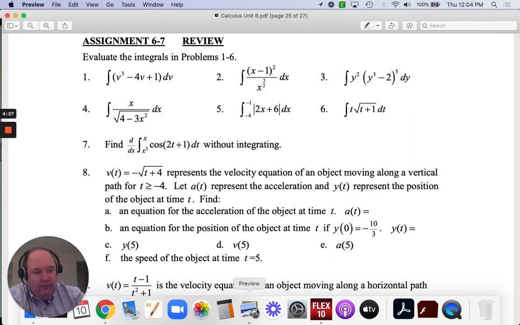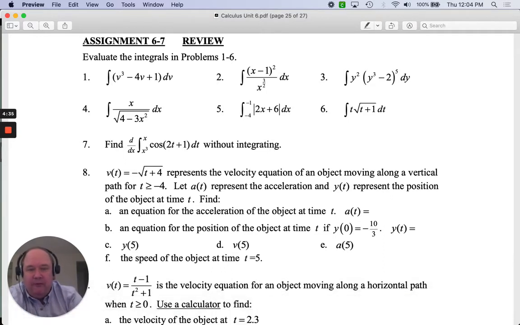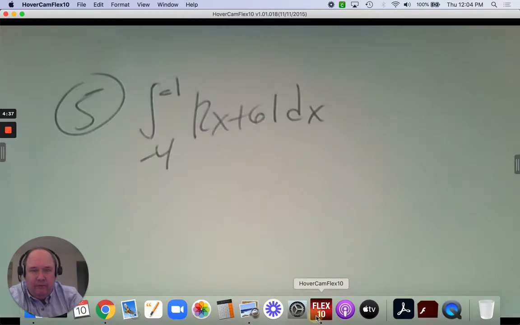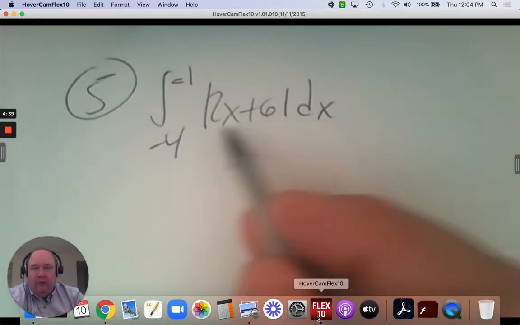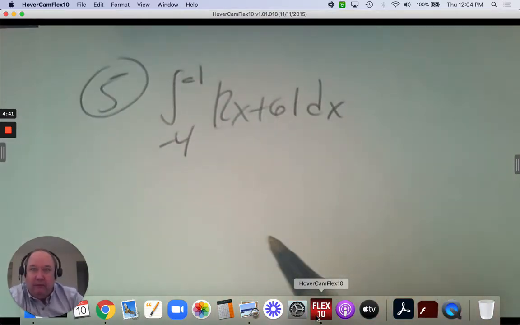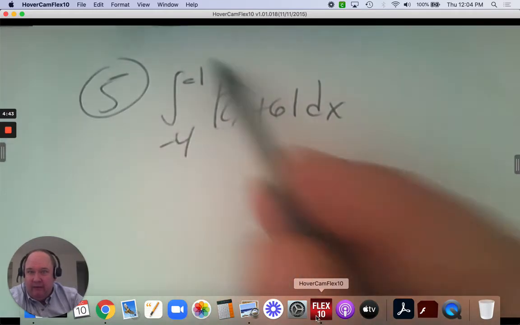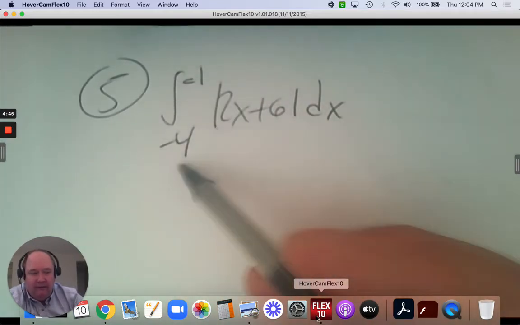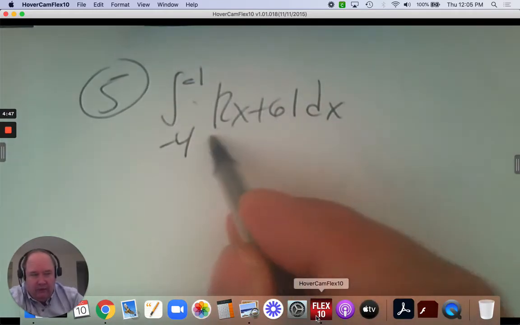Number 5, we're integrating from -4 to -1. This is different because this is a definite integral because it has limits, it has bounds. For absolute value, to find this, there's no antiderivative to absolute value. We need to graph it and find the area. That's another way to find the definite integral, is area. So we're going to graph this.